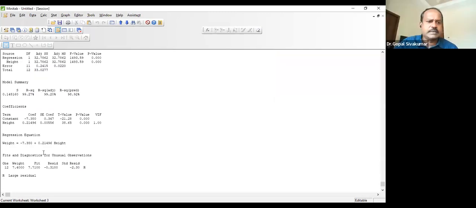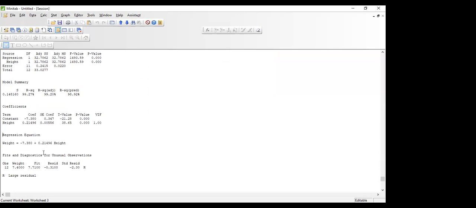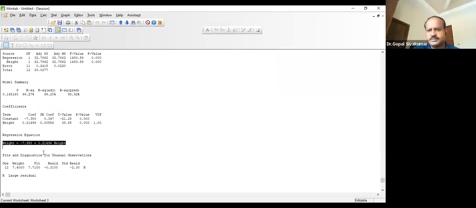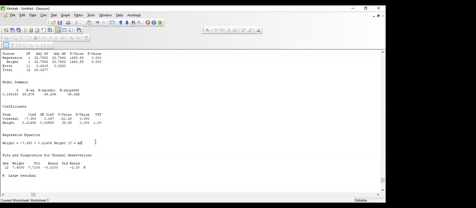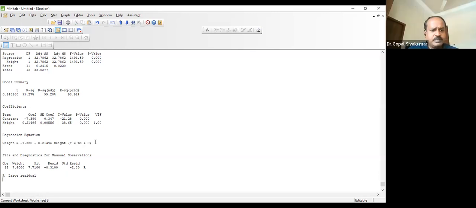Now the regression model is generated. Can you all see the regression equation? This is nothing but the one we have studied, y equal to mx plus c. Linear model.